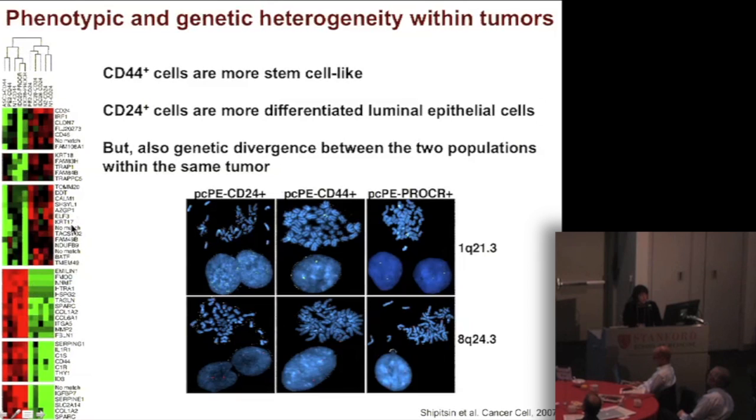But because cancer is a genetic disease, we also looked at genotypes. And surprisingly, or we should not be surprised, we also found genetic divergence between these CD44 and CD24 cells. For example, the gain for 8q24 in this example was present in both fractions, but then a gain for 1q21 was only present in the CD24 fraction, suggesting that it's not going to be a simple stem cell progeny model, because there is also genetic diversity.